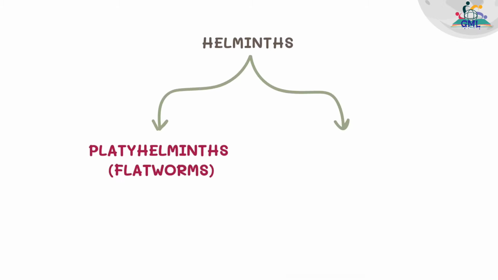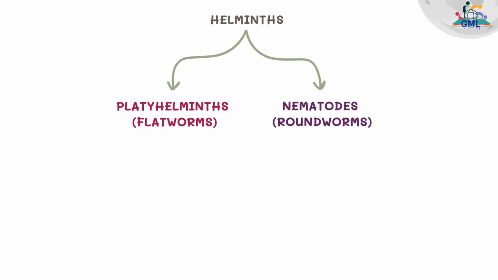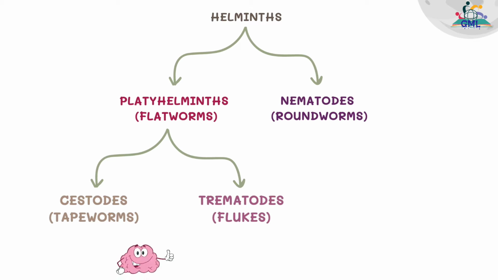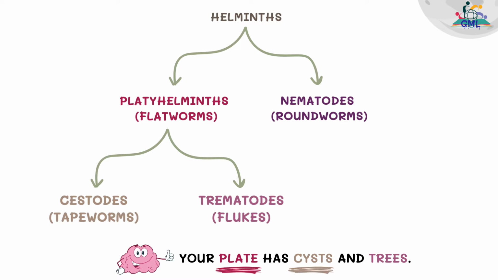Generally speaking, we can divide helminths into two big groups: platyhelminths, which are also known as flatworms, and nematodes, which are known as roundworms. Platyhelminths can be further subdivided into cestodes, which are known as tapeworms, and trematodes, which are known as flukes. One way I like to think about them, to better remember them, is that your plate has cysts and trees. Plate for platyhelminths, cysts for cestodes, trees for trematodes. Weird and gross, I know, but it helps.